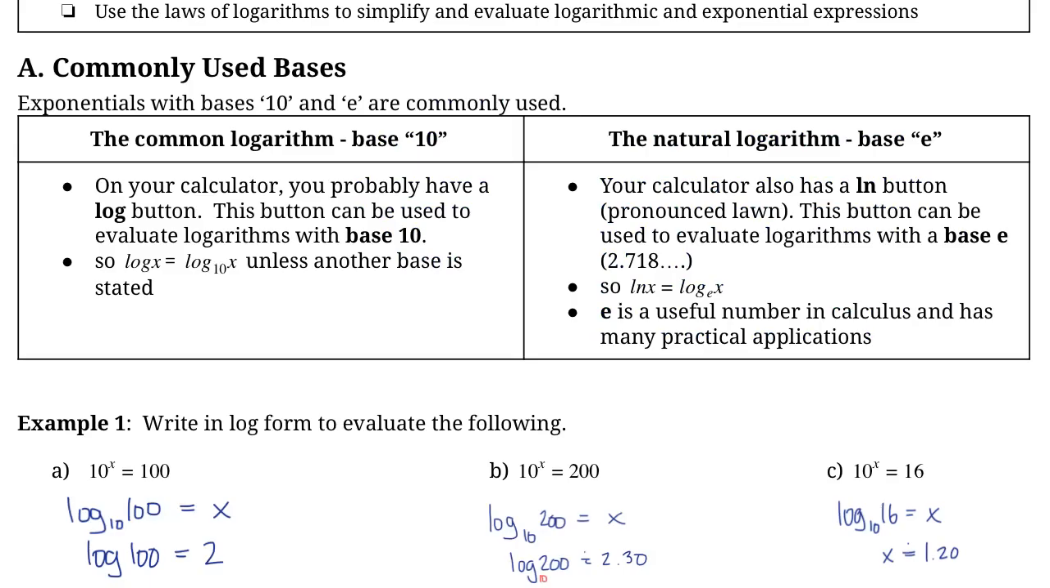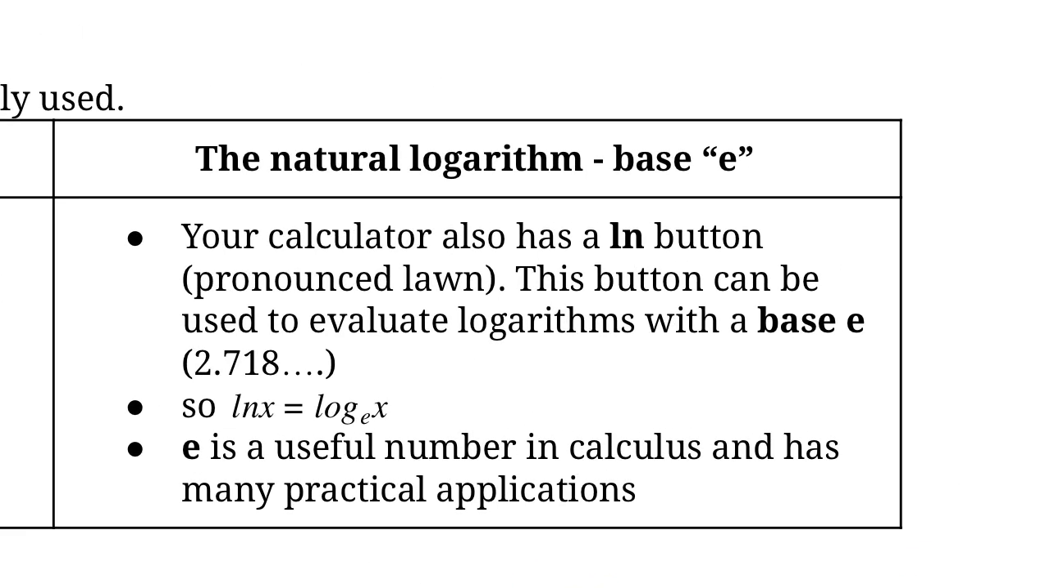So 10 is a common base that your calculator will use for logs. There is one other one. There's a very common base called e. And e actually stands for Euler. Very famous math guy. Google him. Pretty interesting stuff. Pronounced Euler. But the e stands for Euler. It's his constant. It's called Euler's constant. And it basically comes out to the number 2.718 blah, blah, blah.